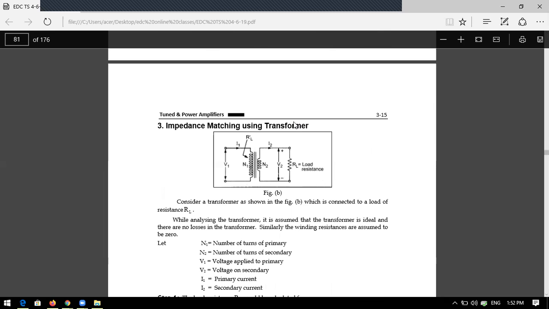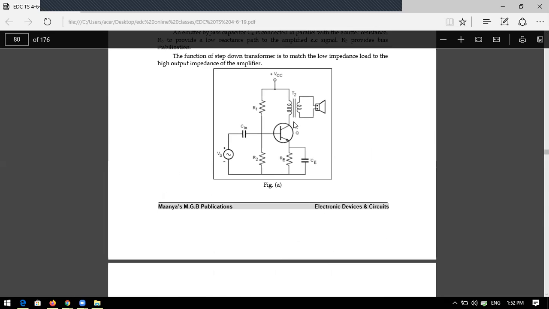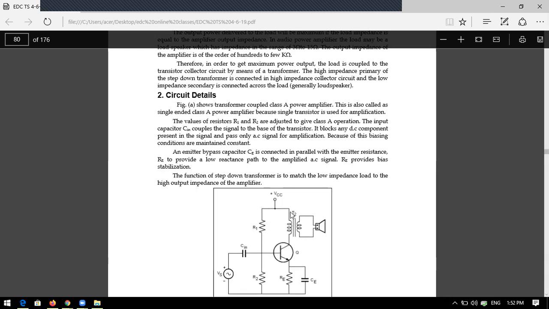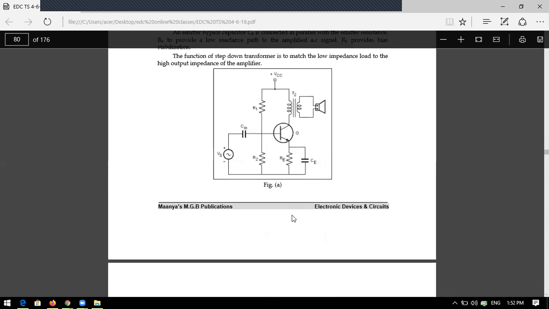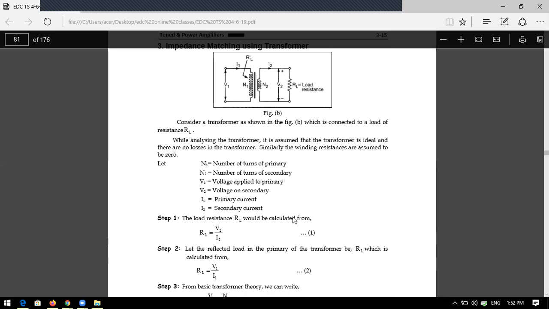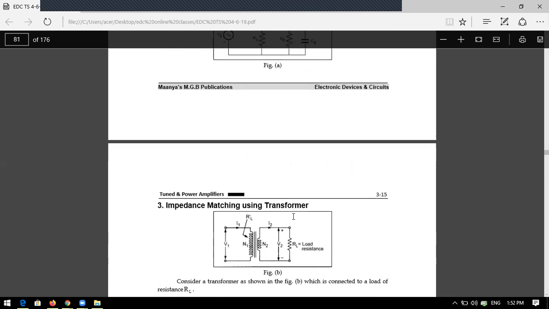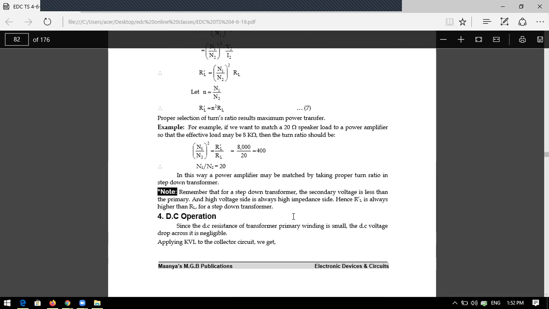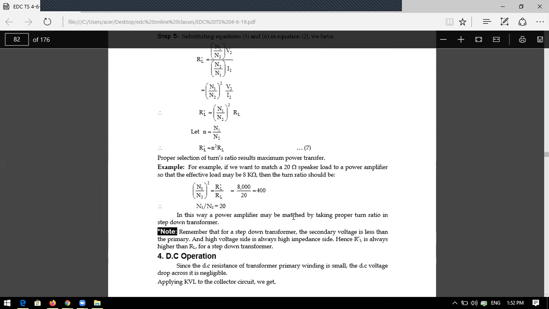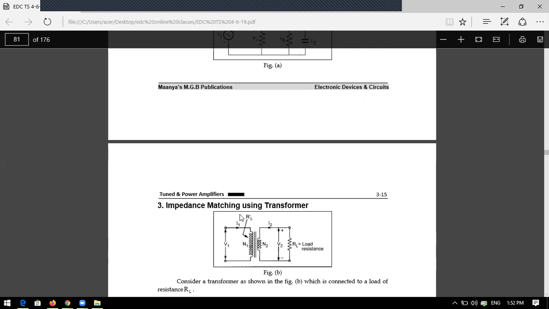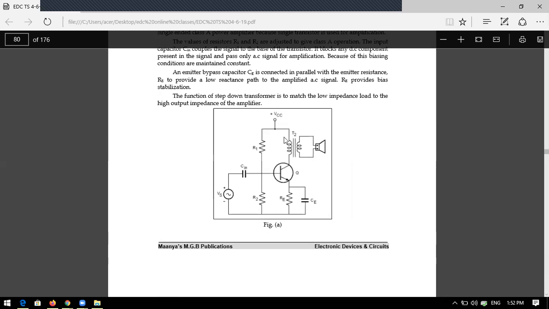So what is the reason you are connecting this transformer? Easy to guess. What is that major advantage? Chapandi? The major advantage of connecting this transformer at the load of the class A power amplifier is impedance matching. Due to the impedance matching, you can transfer maximum power from the input to the output.